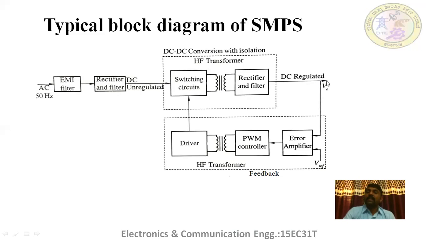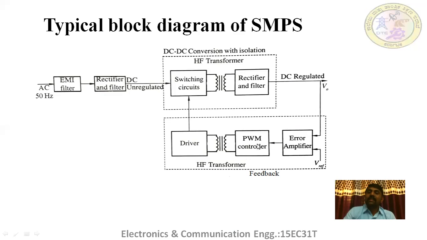Then in case the output varies or tries to change, that change is recognized with the help of the error amplifier. This amplifier acts as a comparator. The reference voltage is one more input. The error amplifier compares part of the output with the reference voltage and generates an error signal. This error signal is generated only when the output tries to change.